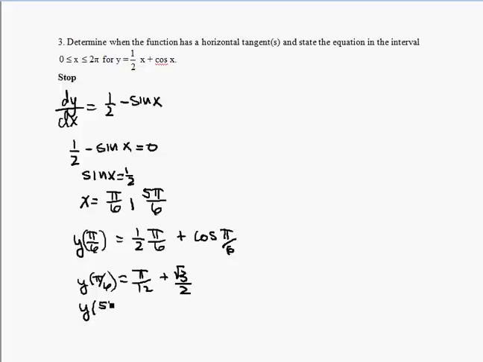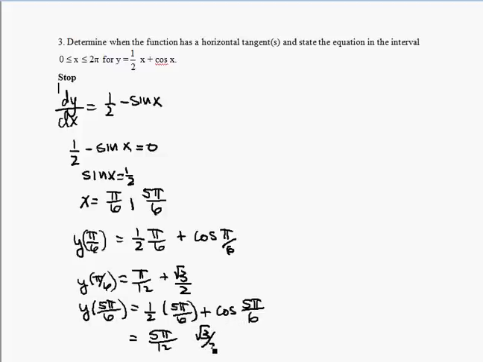Y of 5 pi over 6 is going to be a half times 5 pi over 6 plus the cosine of 5 pi over 6. This is equal to 5 pi over 12. This is going to be radical 3 over 2 again, but this case is in the second quadrant, so cosine is negative. So that's y of 5 pi over 6.